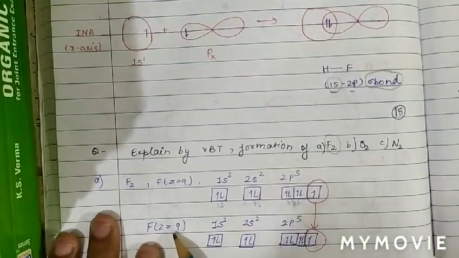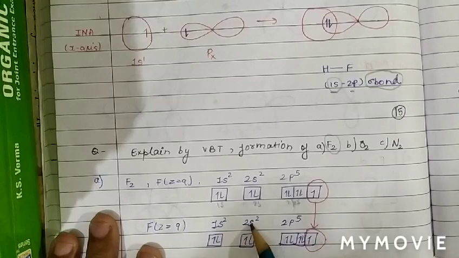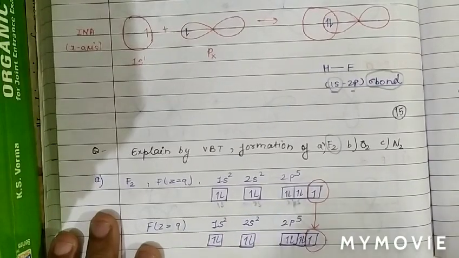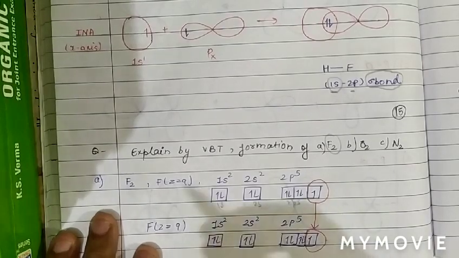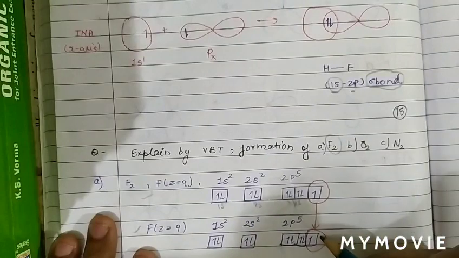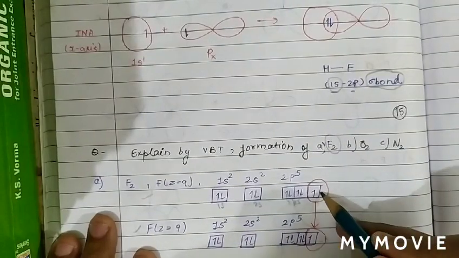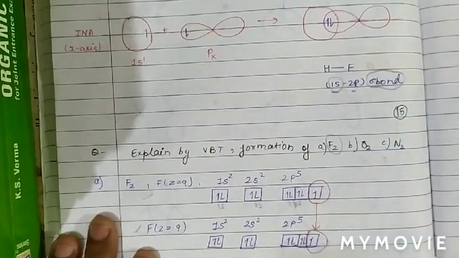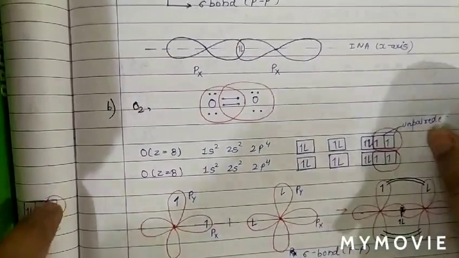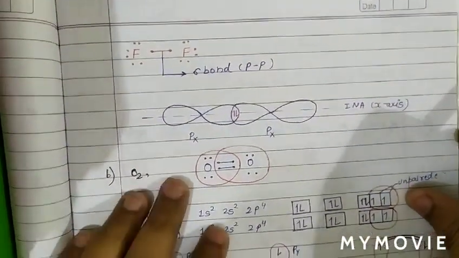Now the other fluorine atom's configuration is also 1s2, 2s2, 2p5, so there is also one unpaired electron. For overlapping to take place between the two orbitals having unpaired electrons, their electron spins must be opposite to each other. I am considering the x-axis to be the internuclear axis.